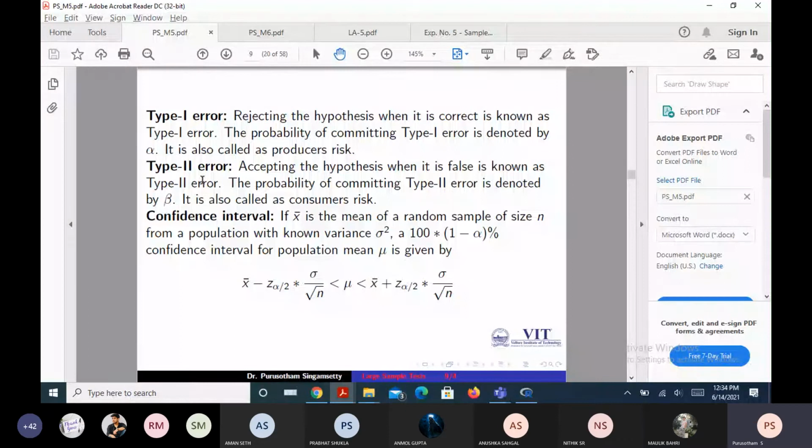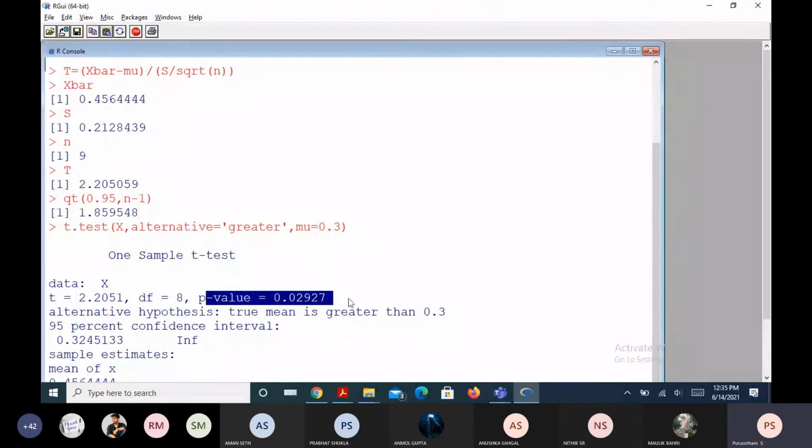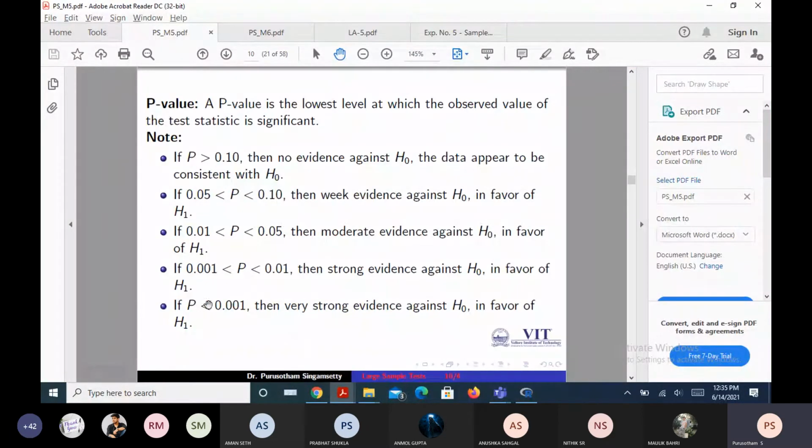Okay. Now, what is the value of p we got? 0.02 something, right? So 0.02, where does it lie? Can you identify the interval? Less than 0.05. 0.02 means that it is the second class, right? No, first, second, third. 0.02 is between this one, right? Third category, right? Yes, the third category, sir. So in the third category, there is moderate evidence against the null hypothesis.